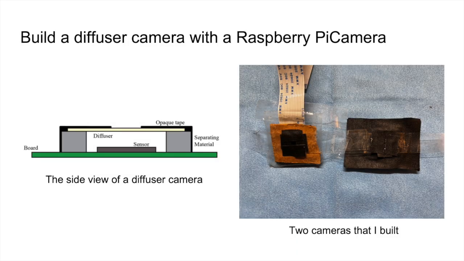In this project, I built a diffuser camera, one kind of lensless camera. It consists of a sensor and a diffuser with an aperture on it. I removed the lens of a Raspberry Pi camera to expose its sensor. I placed a double-sided Scotch tape in front of the sensor to be the diffuser. And I used the cardboard as the separating material to make sure that the diffuser is placed at the proper distance to the sensor, so that the light passing through the diffuser can converge onto the sensor. And I used duct tape to make an aperture on it.